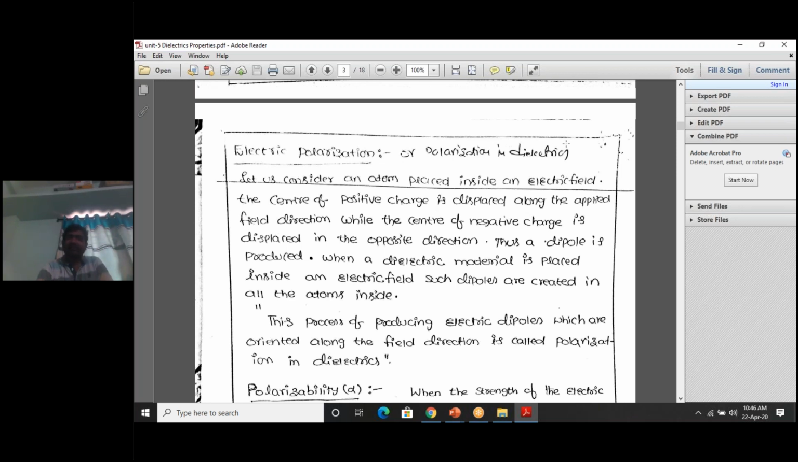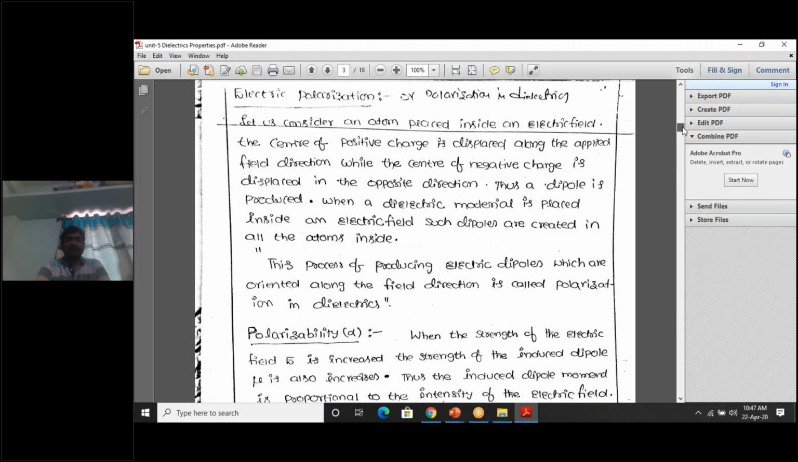That's it. This is the polarization in dielectrics. As simple as that. I already told you all the dielectrics are insulators, but not all insulators are dielectrics. Sir, what is the necessary and sufficient condition? If any insulator shows the property of polarization, then that insulator is called a dielectric. So this is the polarization. The process of producing electric dipoles which are oriented along the applied electric field direction is called polarization in dielectrics.